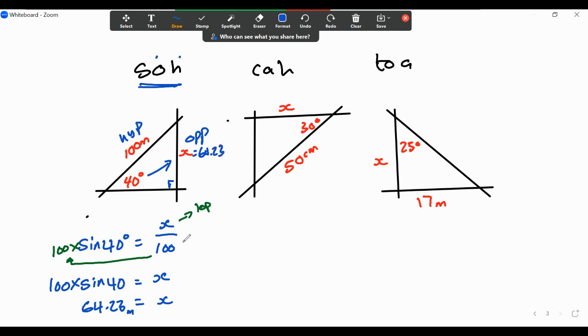The opposite. What have we found? We found the opposite. How did we write this? Remember, sine is equal to opposite over hypotenuse. So I put opposite at the top, and I put the hypotenuse at the bottom, like that.